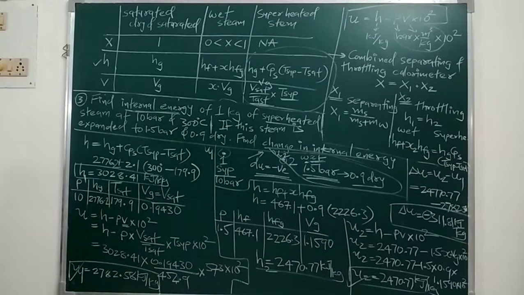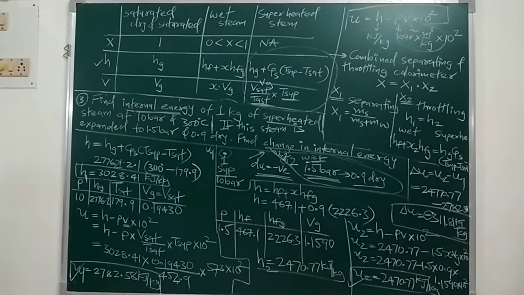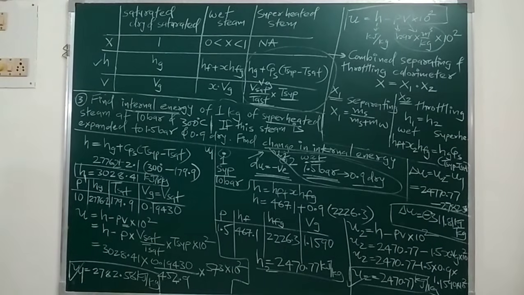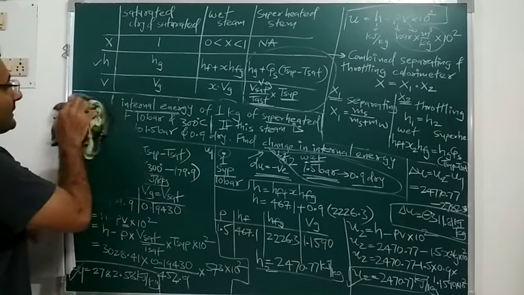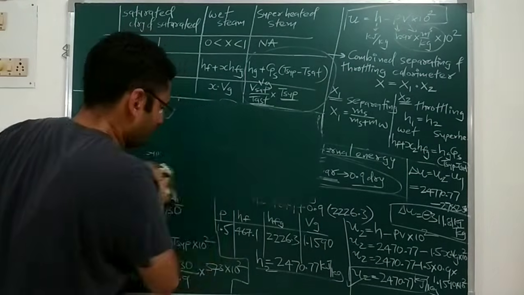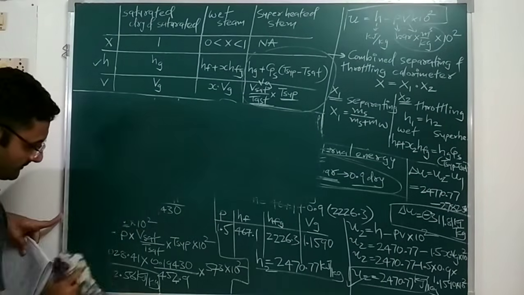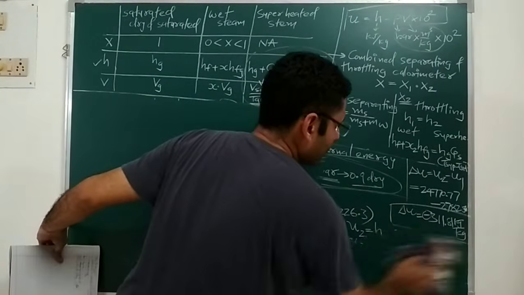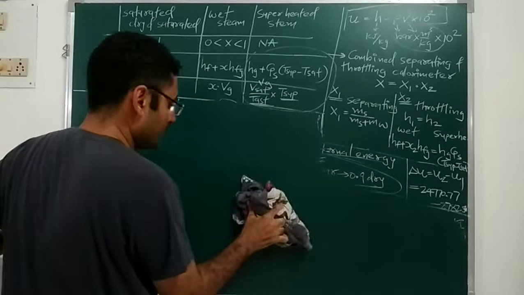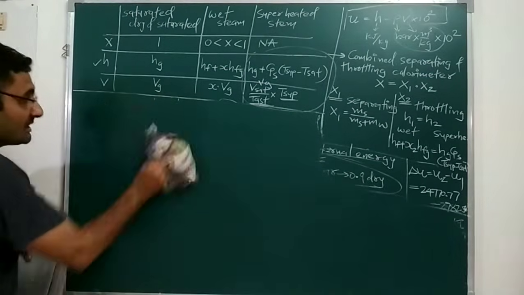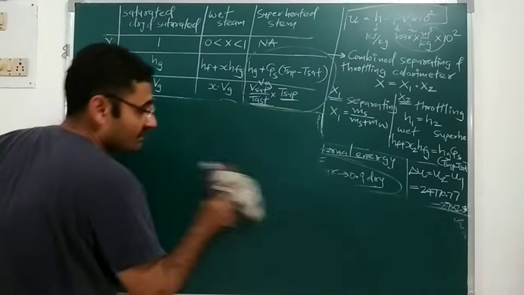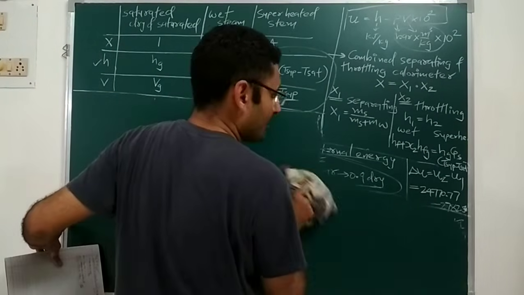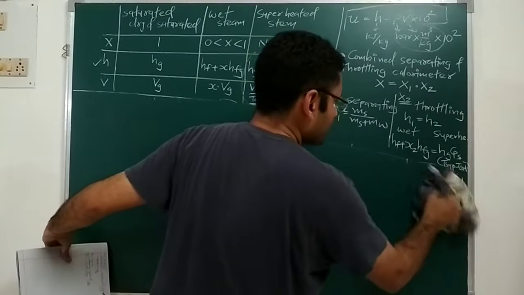Now we will take the last numerical. First of all, note it down quickly. Then we will take the last numerical, which is based on the combined separating and throttling calorimeter, and then I will end this video. Okay, I hope you have noted down. I am going to rub that. So now the next numerical is based on calorimeter, and generally combined calorimeter numericals are asked, not the individual calorimeters like separating, throttling, separating calorimeter, barrel calorimeter, and all those things. Combined calorimeters are asked.